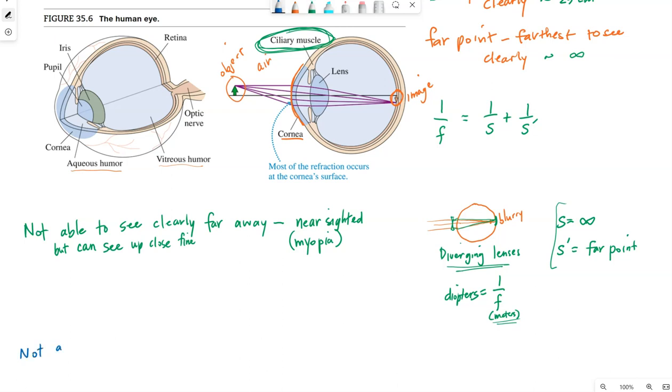If we're not able to see clearly up close, but far away is okay, we call this farsighted. It's called hyperopia.